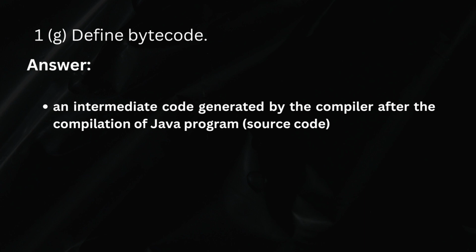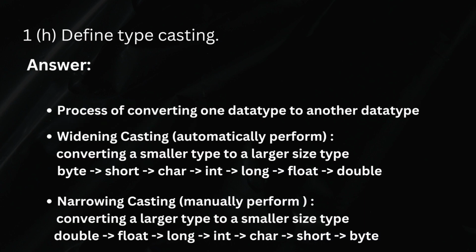Next we'll move to question number 1, bit H. We have to define typecasting. Typecasting is very simple: it is the process of converting one data type into another data type. In Java there are two types of typecasting: widening casting and narrowing casting. In widening casting, the operation is performed automatically; in narrowing casting, it is performed manually. In widening casting you convert a smaller data type to a larger one, and in narrowing casting you convert a larger type to a smaller data type.